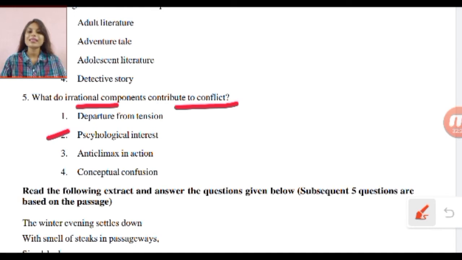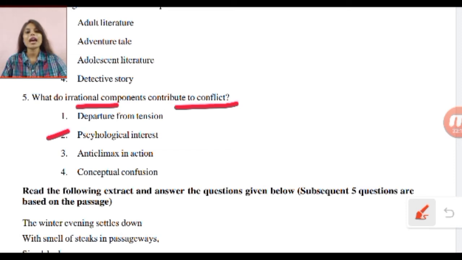Now, why did I choose psychological interest? It is because any kind of irrational components will definitely lead to conflict, because it cannot be backed by any reason. The word itself says that it doesn't have any logic or reason. So these irrational components will actually lead to psychological interest in conflicts, because we don't know what's going on inside the head of a person while having the conflict or clash. Okay, so number 2 would be the correct option.